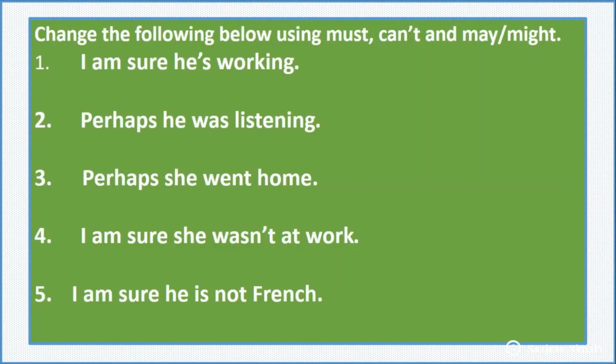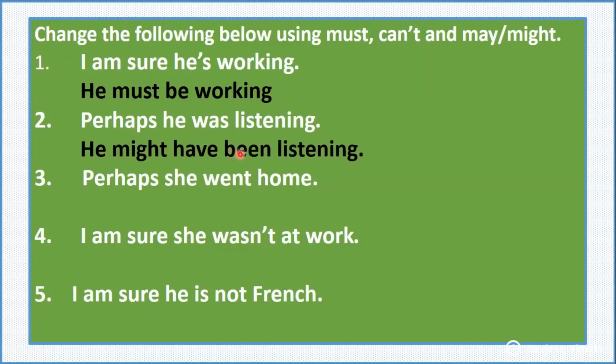Let's see. I'm sure he is working. We cross out I'm sure. We remove it. We start with he and we change is into be. And I'm sure is positive. So the answer is, he must be working. Perhaps he was listening. Perhaps was. So we change was into have been. It is positive. So the answer is, he might have been listening.